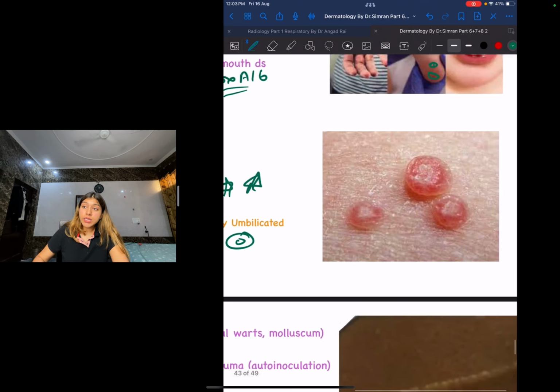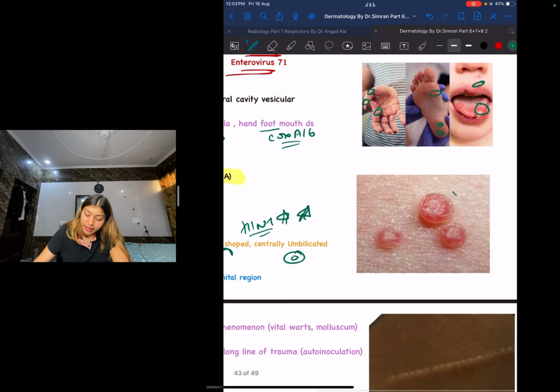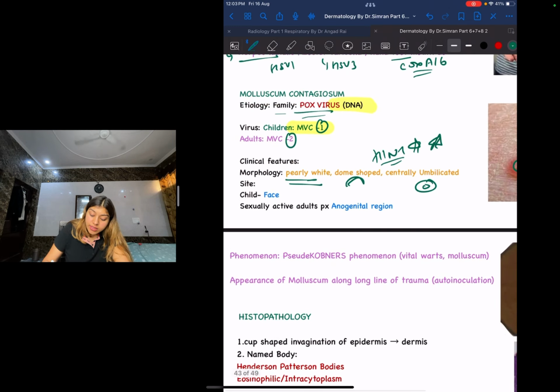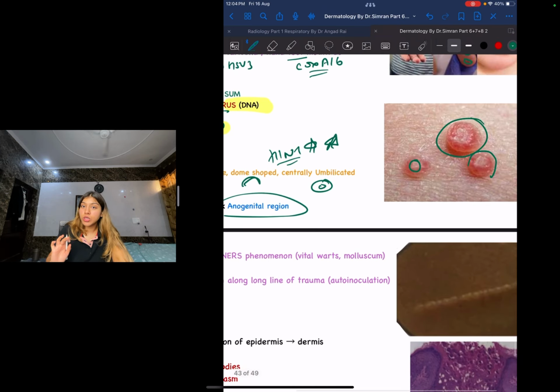Now let us look at this image. What was it? It was pearly white, centrally umbilicated, and you can see that this is a dome shaped lesion. And what is the site? In a child, you will see it on the face, whereas in a sexually active adult, you will see it in the anogenital region. This is for molluscum contagiosum. I hope you have understood the image as well.